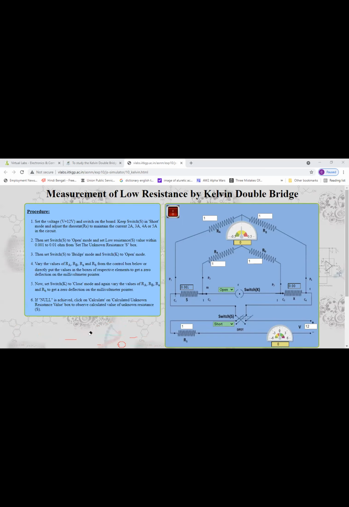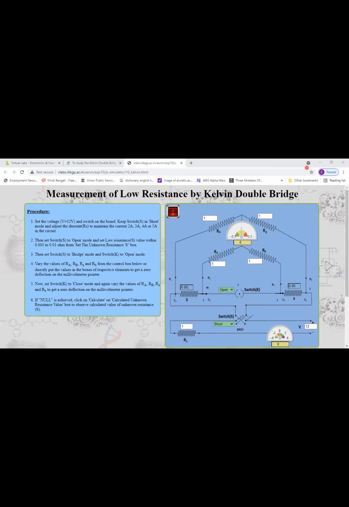This is the working formula to define the unknown resistance R. Okay, now come to the procedure. You can find the procedure here. Set the voltage at the level of 12 volt. Look, this is the V, and it should be set up to 12 volt. Now it is already done. This is 12 volt, and the switches on this board: look, here are two switches. One is the K switch and another is the S switch.